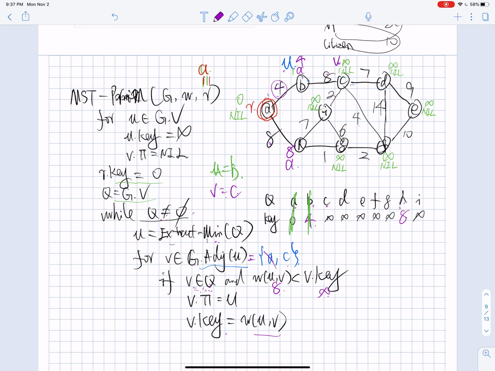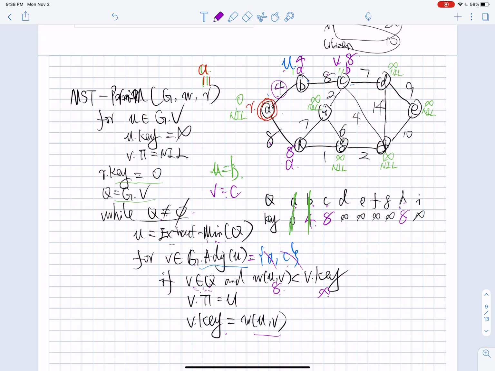So then we're going to set V dot pi as U. So we're going to set its parent as U, okay? U is basically B. And then we're going to update its key as what? As WV, which is 8. So it has a smaller weight, which is 8. So here, let's just also update its weight in the queue. Okay, so here we just finished this iteration of the for loop.